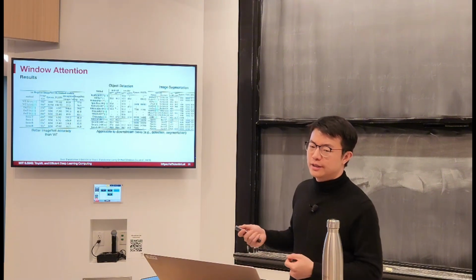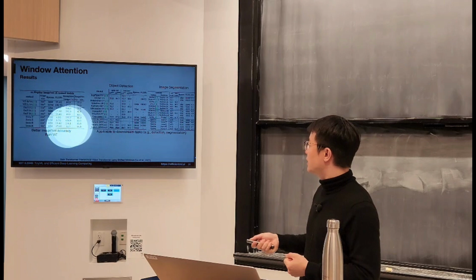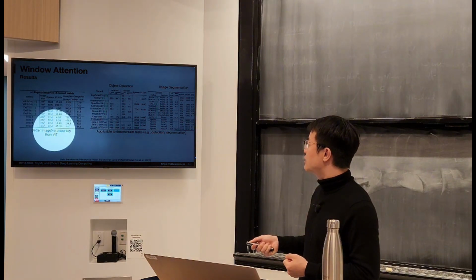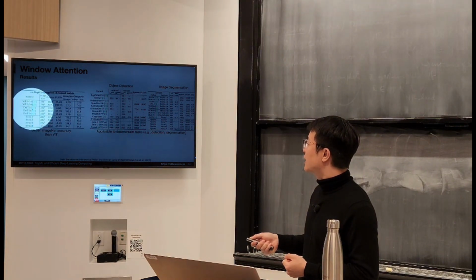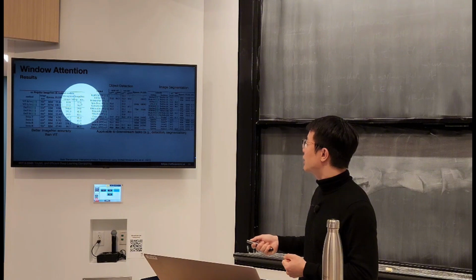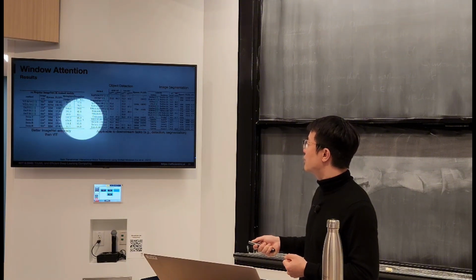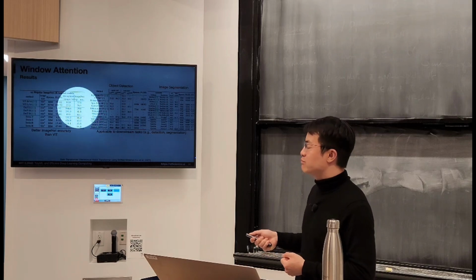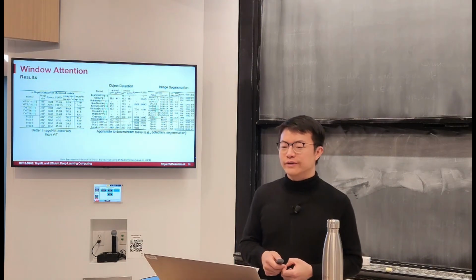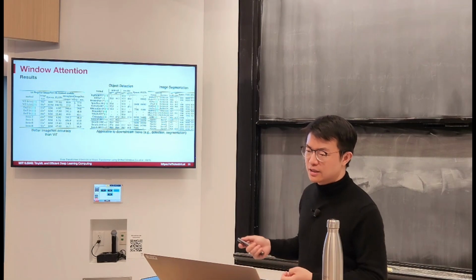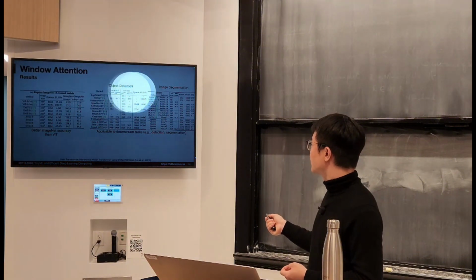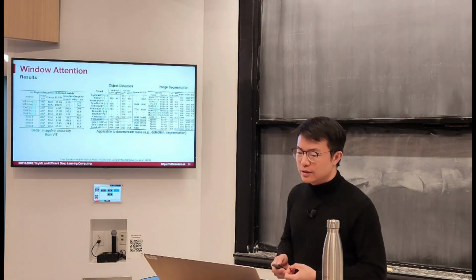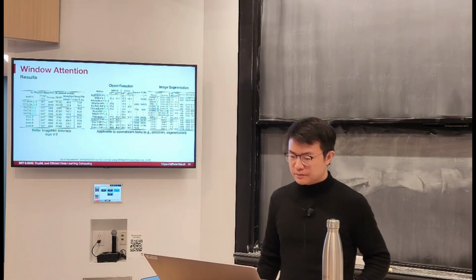As a result, this method achieves better ImageNet accuracy than the ViT. These are the ViT top-1 accuracies. This is the Swin Transformer, shifted window attention, whose accuracy is better than the original ViT, not only on ImageNet, but also on other tasks like object detection and image segmentation.